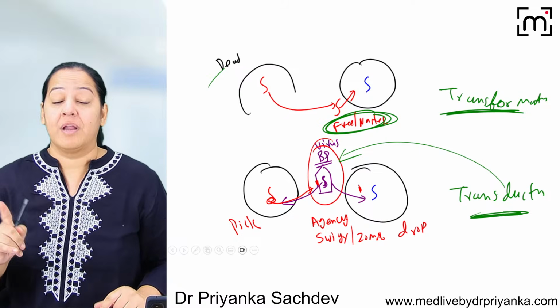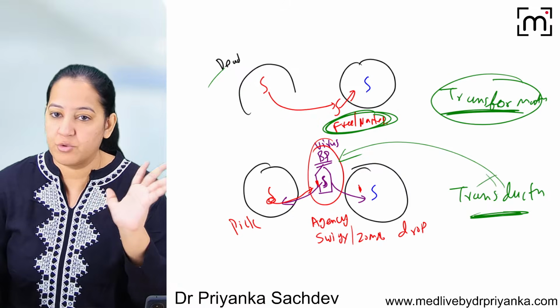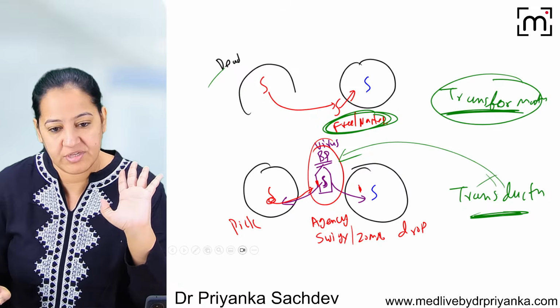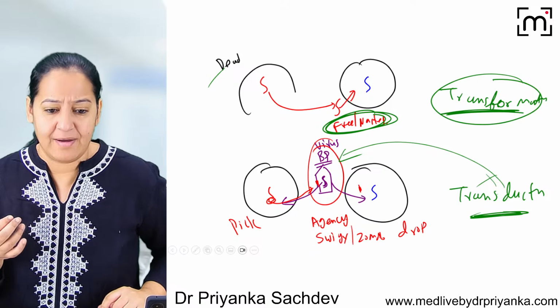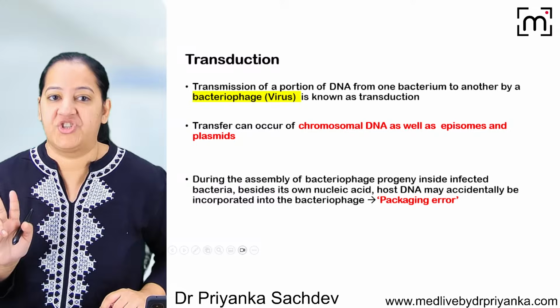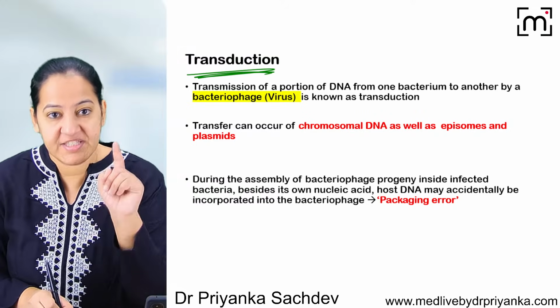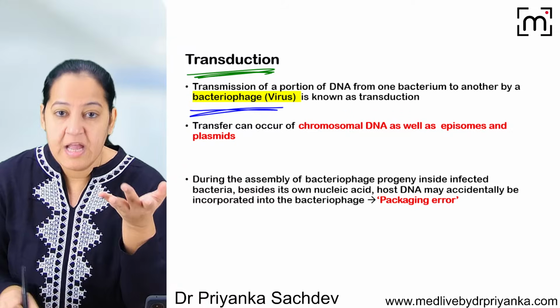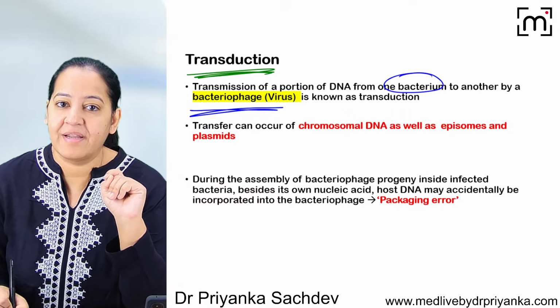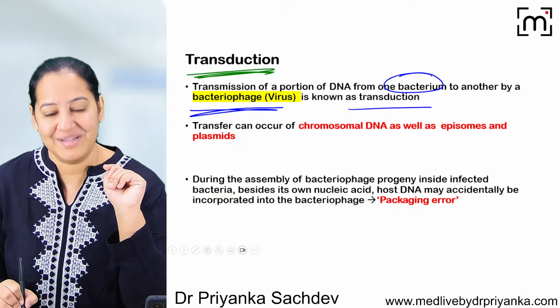So this is transduction. The Griffith experiment is for proving transformation, not transduction. For transduction, we don't have any specific experiment or scientist to prove that. So we are done with transduction. What is transduction? We require an agency. What is the name of that agency? Bacteriophage, which is a virus, taking a portion of DNA from one bacteria and giving it to another bacteria. This is known as transduction.